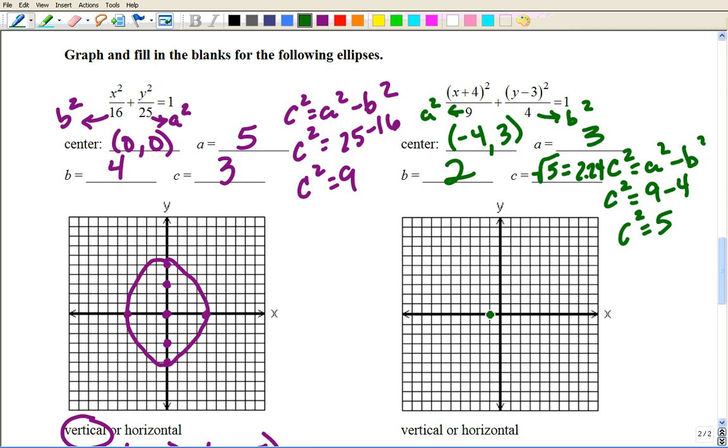We have the point -4, 3. 1, 2, 3, 4, 1, 2, 3 is our center. The a squared term was first. Therefore, this is horizontal. So we're going to count to the left and the right 3 this time. 1, 2, 3. 1, 2, 3. So the a values are horizontal here. For b, we're going to go the other direction, so we'll go up and down 2. And then for the foci, we'll go to the center and we'll go 2 and a little bit to the left and 2 and a little bit more to the right. And those are the foci, and then connect the outer points for the ellipse.